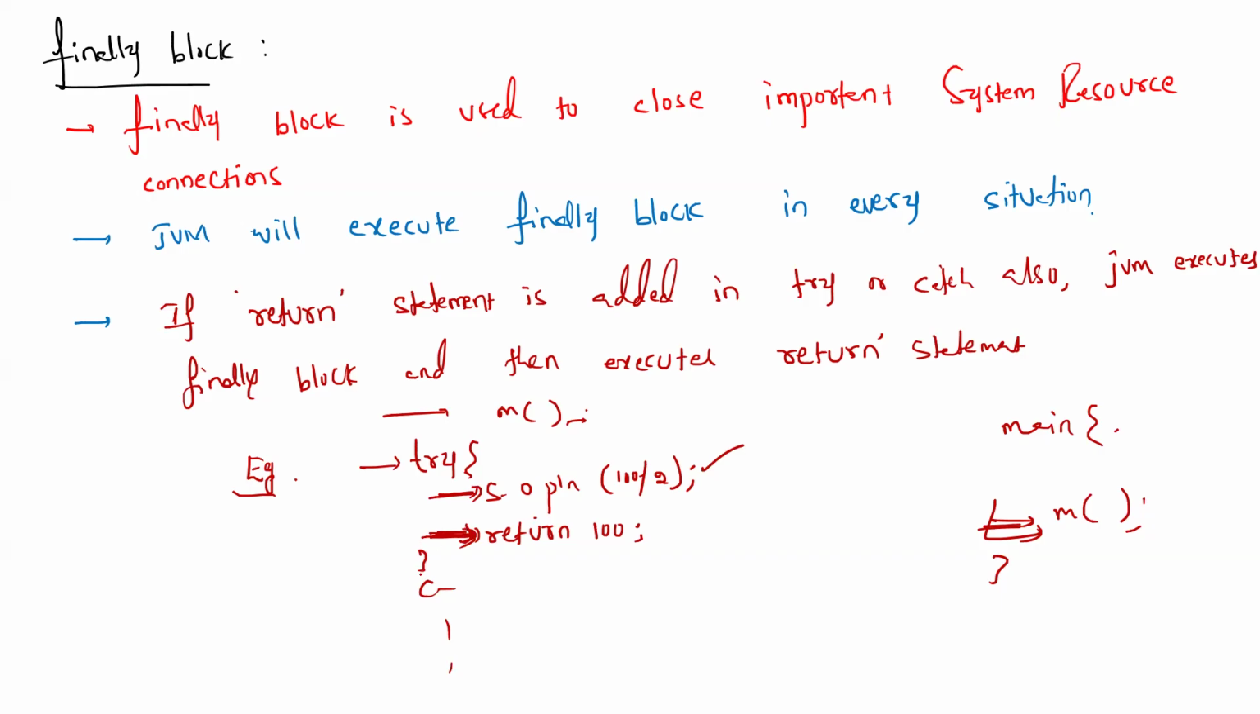The programmer is adding a return statement in the try block, but before the JVM executes this return statement, it has to go back and execute the finally block. From here the JVM goes to the finally block, executes the finally block code, then comes back and executes the return statement. That's a strong agreement between the JVM and the finally block always. That's what this third point means: if a return statement is added in a try or catch block also, the JVM executes the finally block, then executes the return statement. Understood?